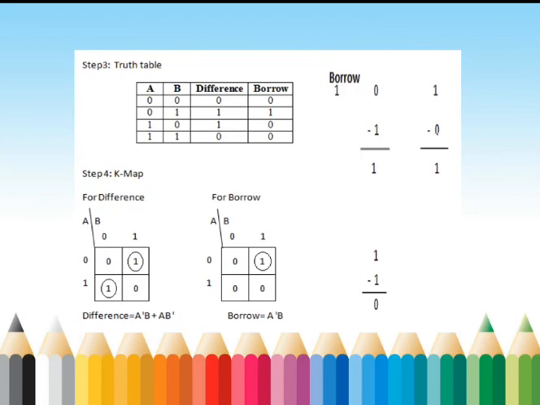Minuend is nothing but the number from which another number is to be subtracted, whereas subtrahend is nothing but the number to be subtracted. So if we make the subtraction between 1 and 0, the output, called difference, is 1. On the other hand, if we make the subtraction between 0 and 1, now minuend is 0 and subtrahend is 1. Whenever minuend is less than subtrahend, we need to borrow from the higher order bit to make the difference.